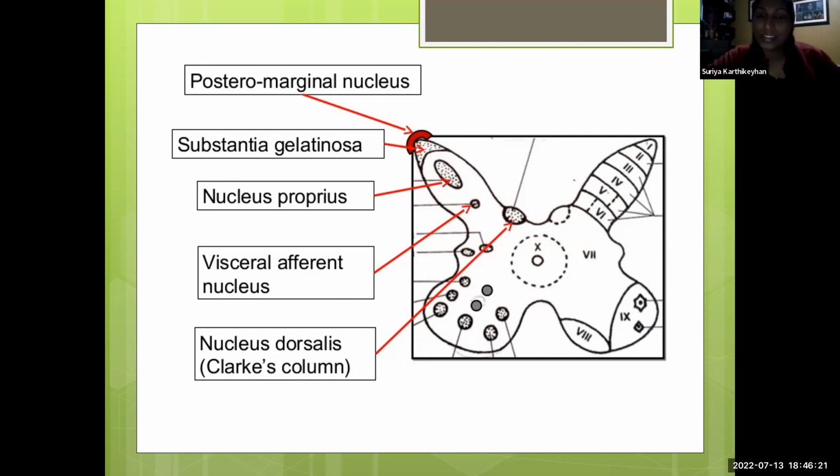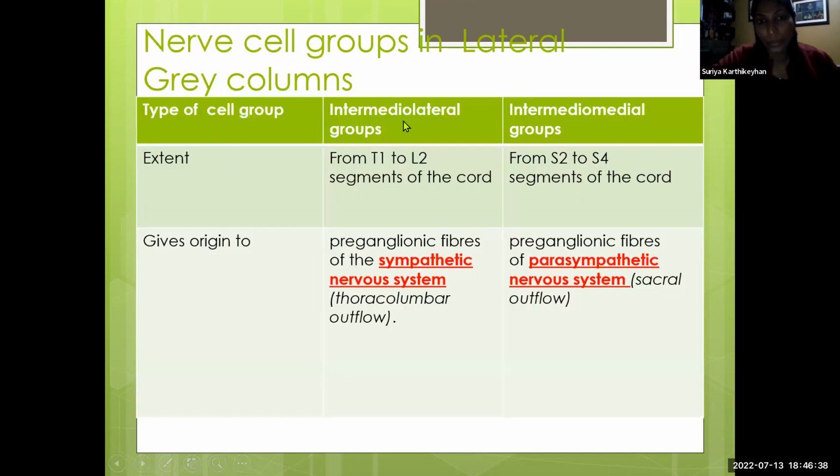Okay, so we have the sacral outflow of neurons for the parasympathetic. For the sympathetic, it is only the thoracolumbar outflow. All these neurons will have the relay station in the lateral gray horns, that is in the intermedio-medial and the intermedio-lateral columns. The nerve cell groups in the lateral columns can be divided into intermedio-lateral and intermedio-medial. Intermedio-lateral is mainly concerned with the sympathetic nervous system, that is thoracolumbar outflow, whereas the intermedio-medial group receives the preganglionic fibers of the parasympathetic nervous system.